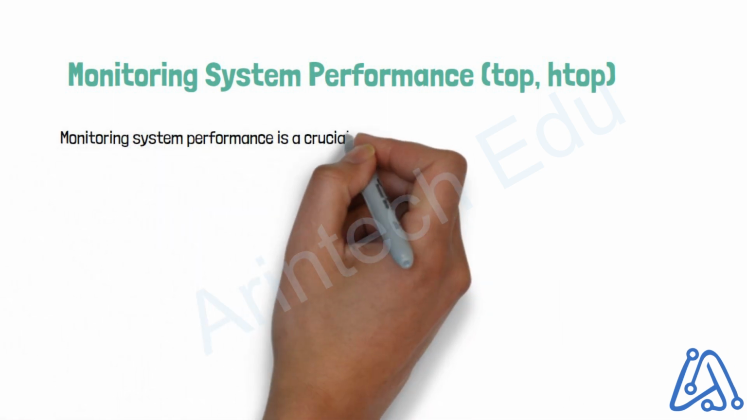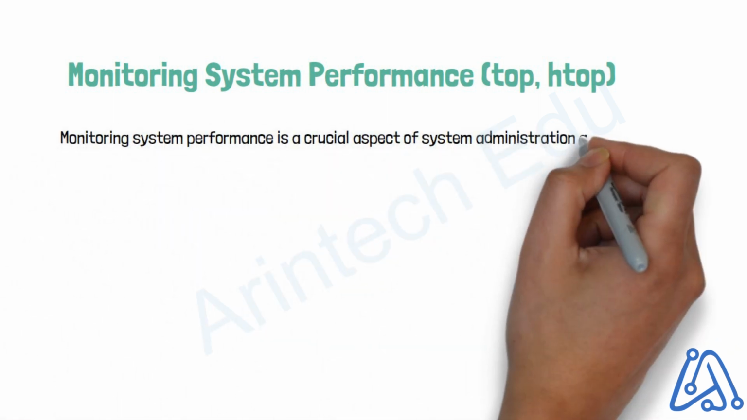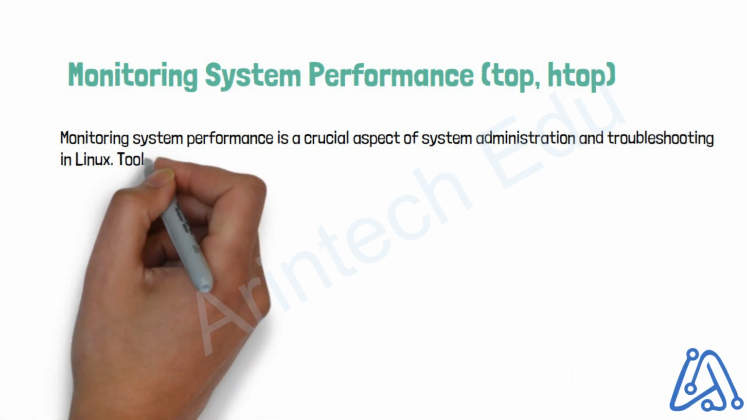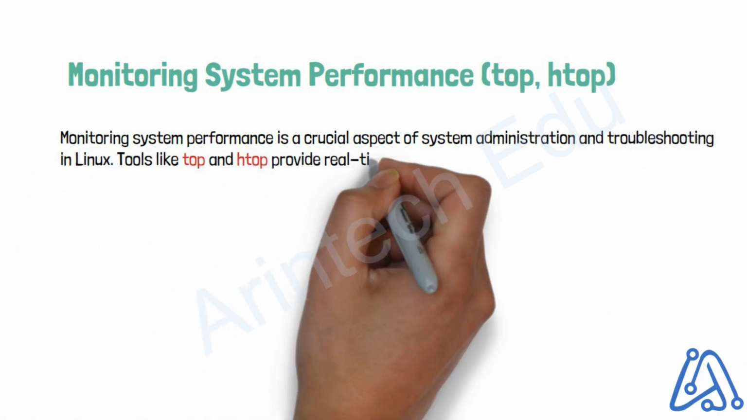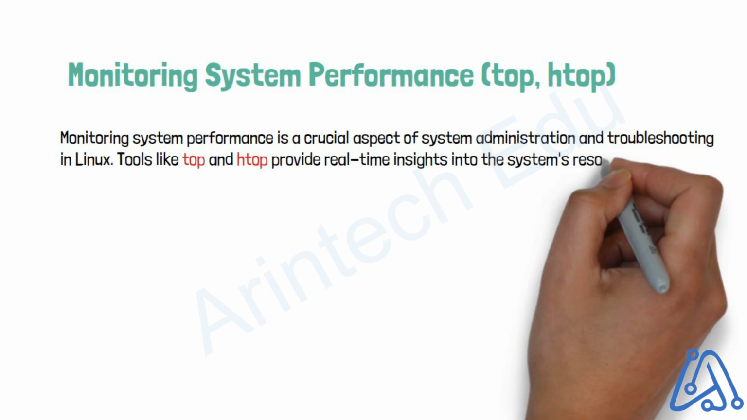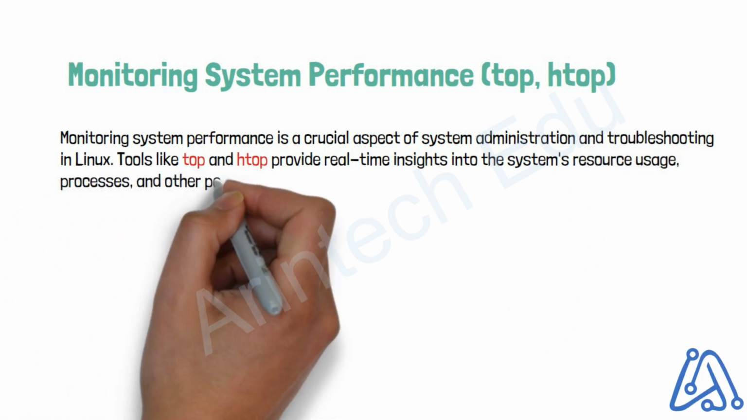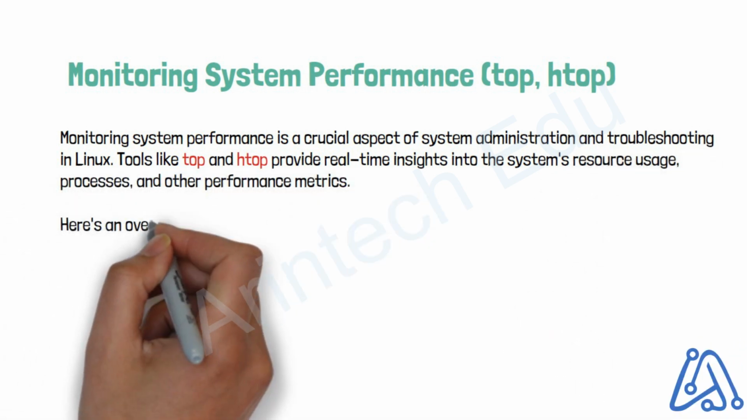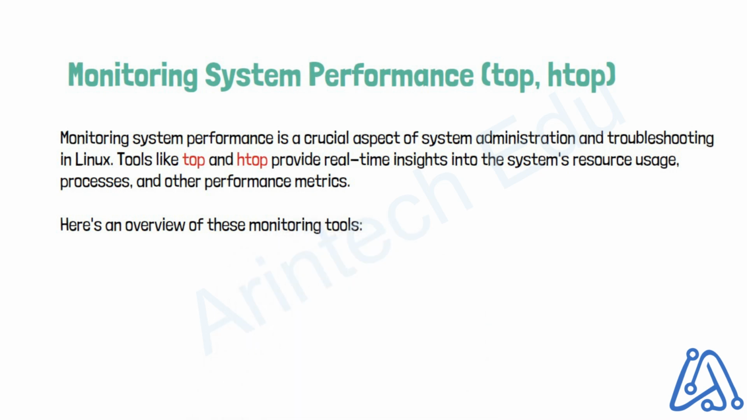Monitoring system performance is a crucial aspect of system administration and troubleshooting in Linux. Tools like Htop and Htop provide real-time insights into the system's resource usage, processes, and other performance metrics. Here's an overview of these monitoring tools.